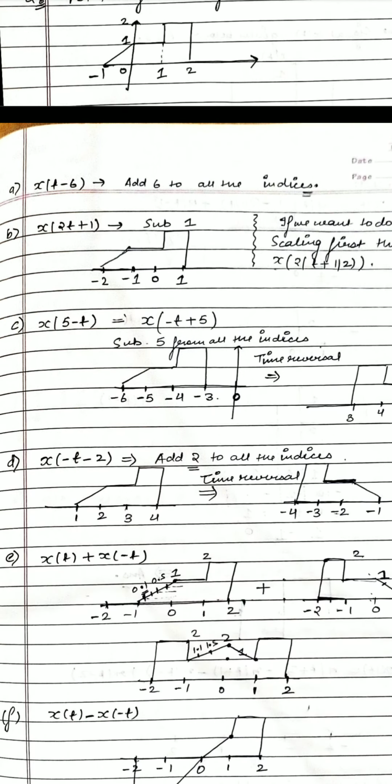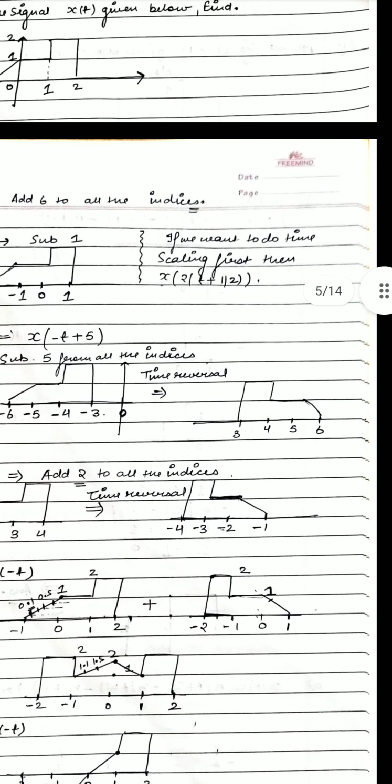X of 5 minus t can be written as x of minus t plus 5. This means first subtract 5 from all the indices and then do time reversal. So subtract 5 from all the indices and then do time reversal. This is the time reversal.